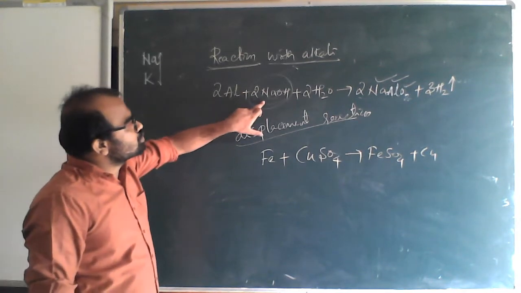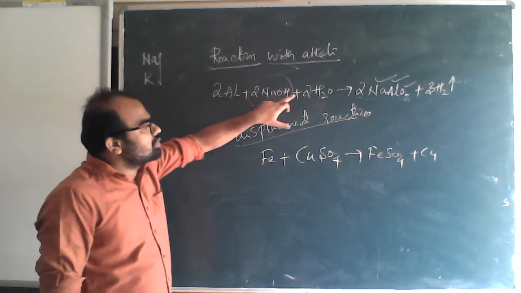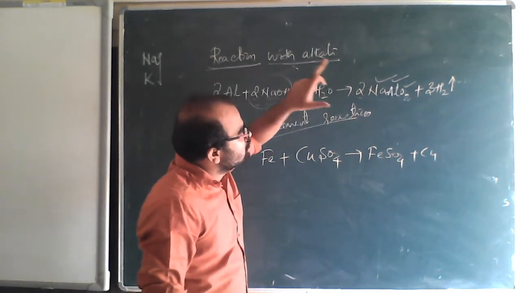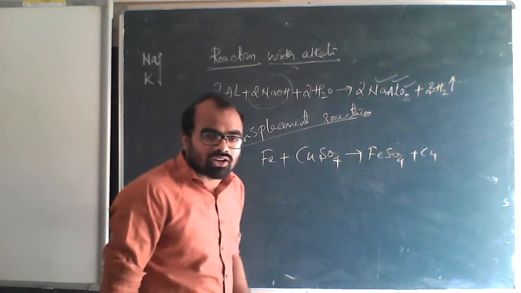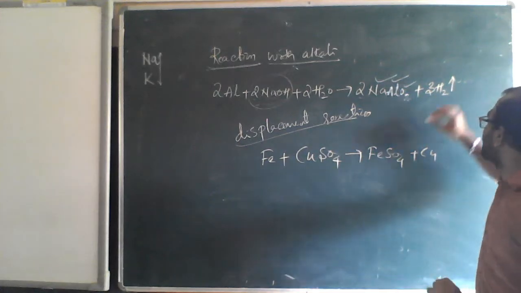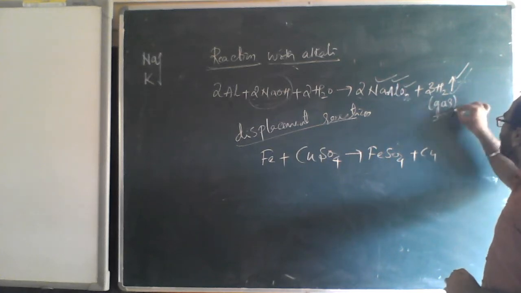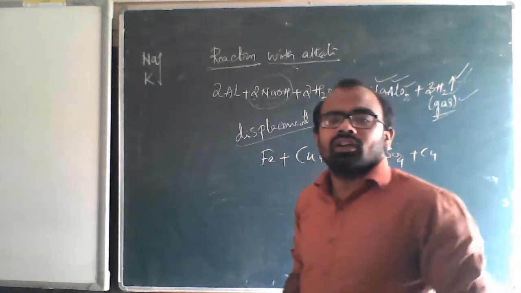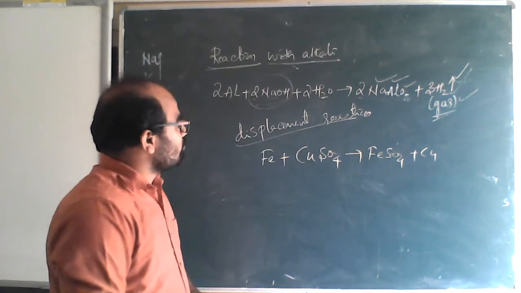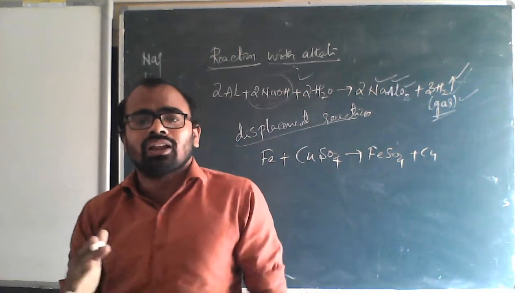So aluminium is reacting with sodium hydroxide, which is an alkali metal hydroxide, along with water. So what is it producing? Sodium aluminium oxide, and hydrogen gas is also liberated. Here you can see this liberation symbol is a gas. So you should remember this: hydrogen gas is also liberated. So this is what we can say is the reaction with alkali.